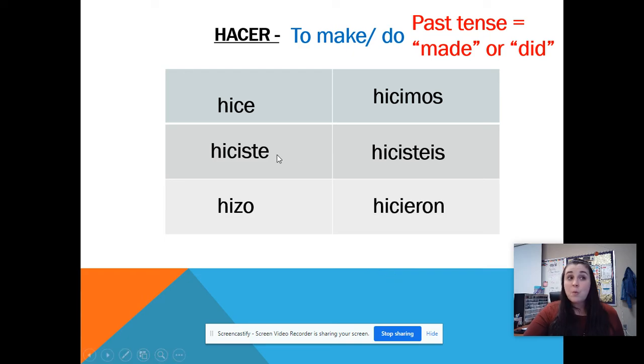So notice there's not one A in any of these. Hacer has an A in it, but none of its preterite conjugations do. This one has a Z in it. This one starts with an E. It's kind of got a lot of irregularities to it. I will say hacer is probably the verb that is conjugated incorrectly the most because most people try to do it like a regular ER verb, but it's just not.